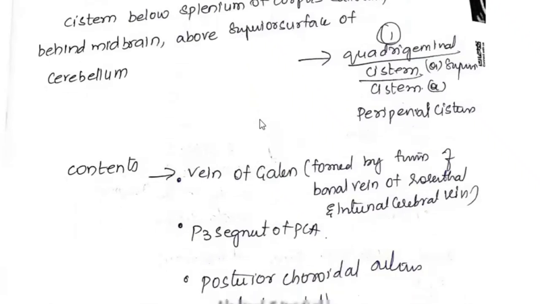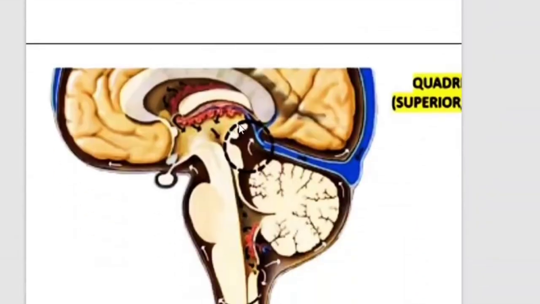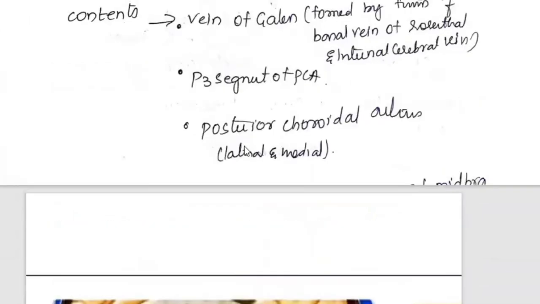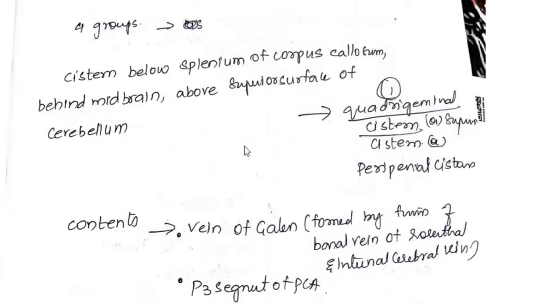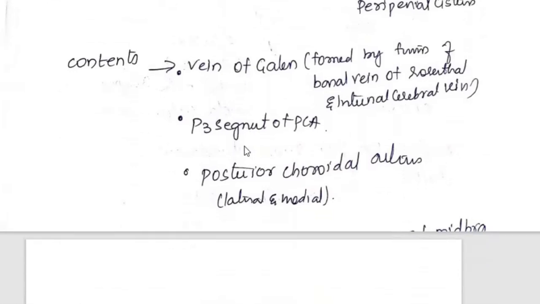The quadrigeminal system is also called the superior system or peripineal system. We call it peripineal because this is the pineal gland, and the structure adjacent to it is the peripineal space. The contents of the quadrigeminal system are the vein of Galen, the P3 segment of the PCA, and the posterior choroidal arteries. I'll explain the vein of Galen and the P3 segment.